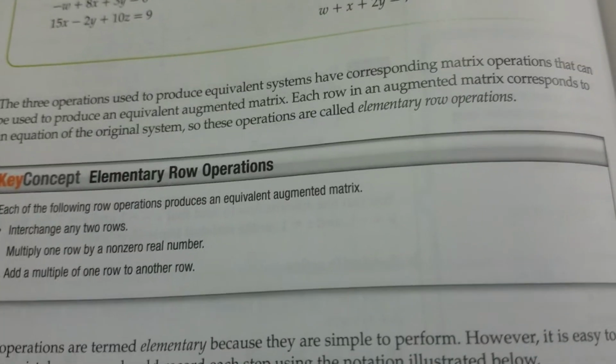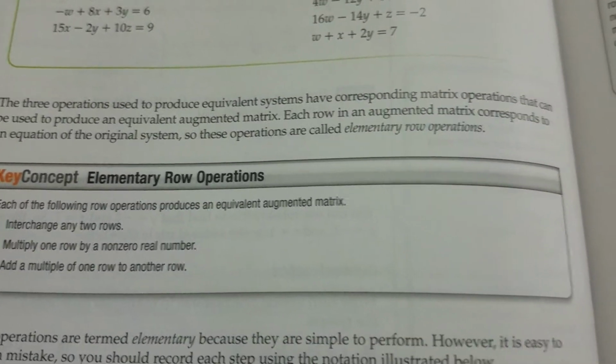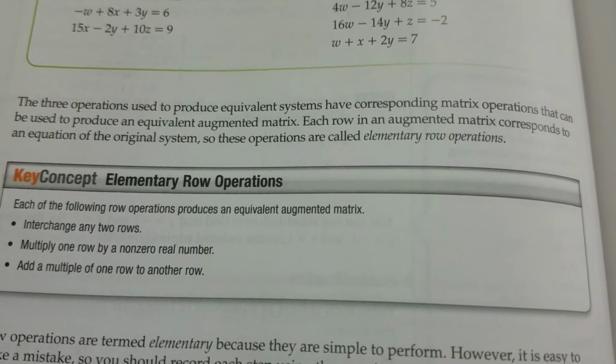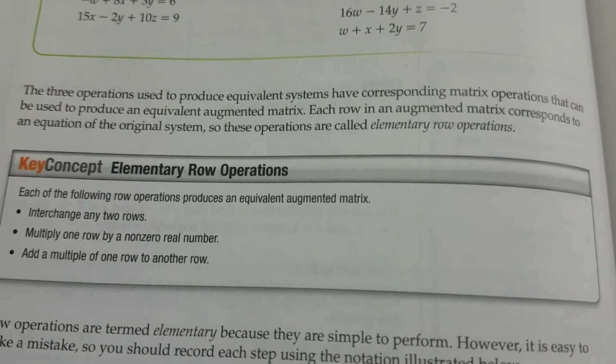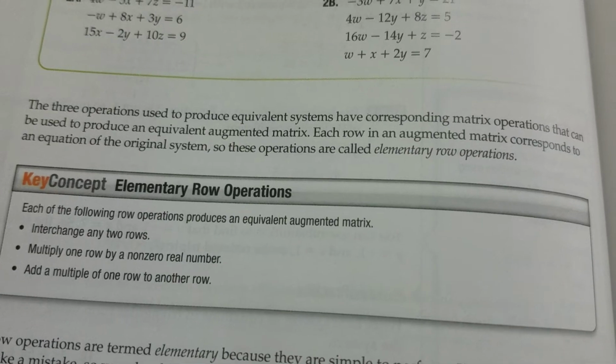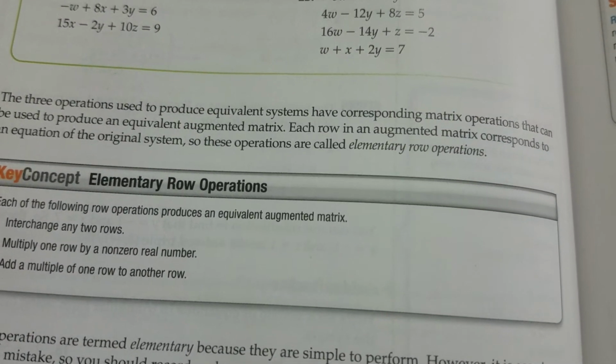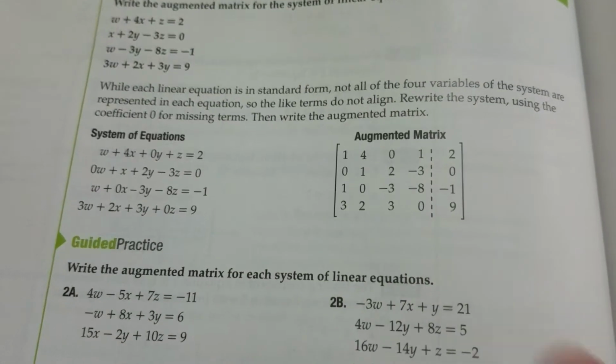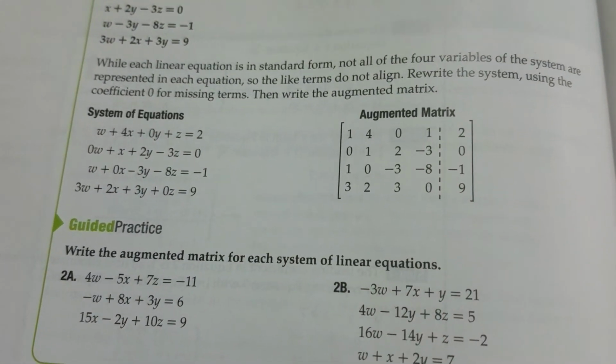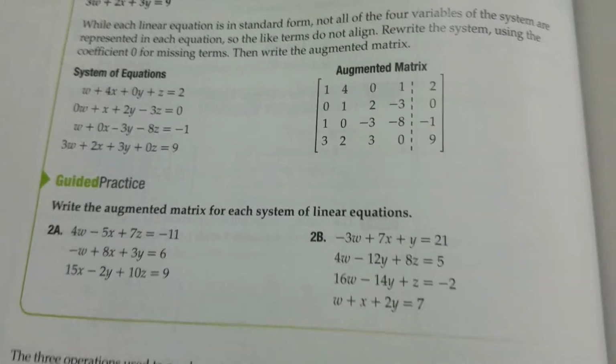Okay, so in example 1, you saw how we used row echelon form and solved systems by making it into the triangle shape. What we're going to do now is use the augmented matrix and actually use matrix operations to do the exact same thing.